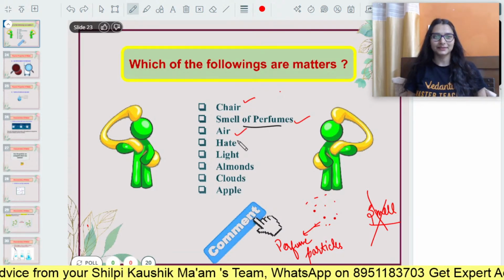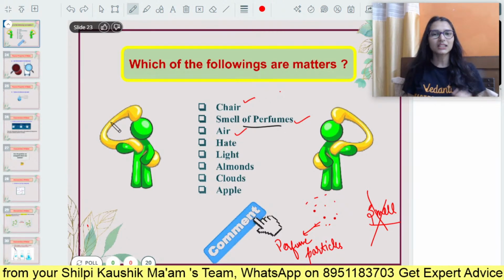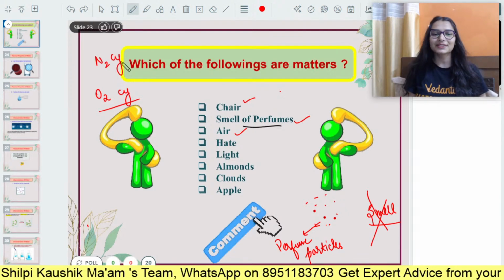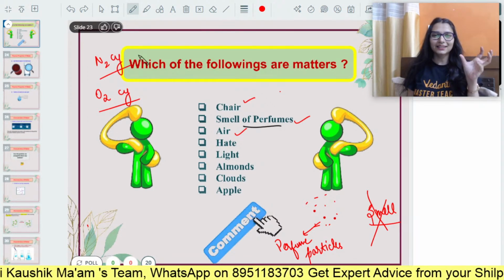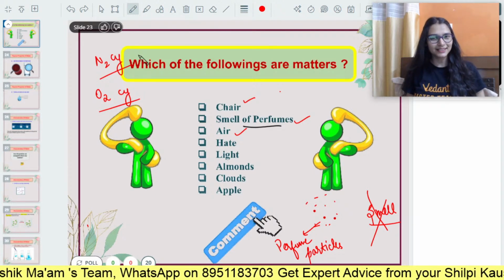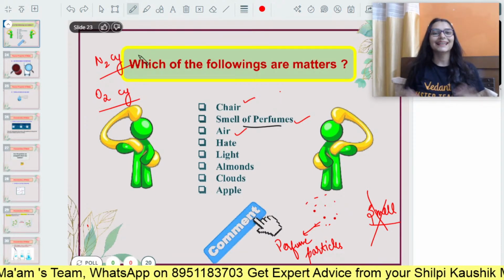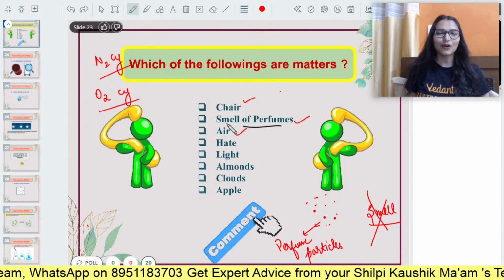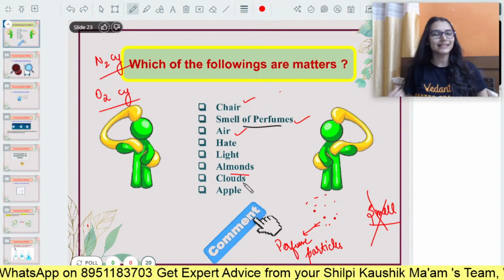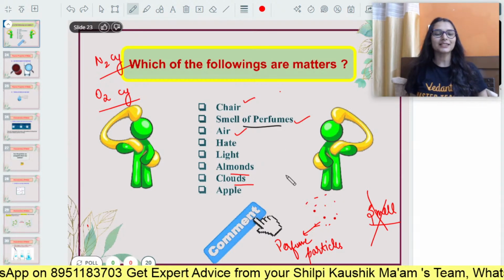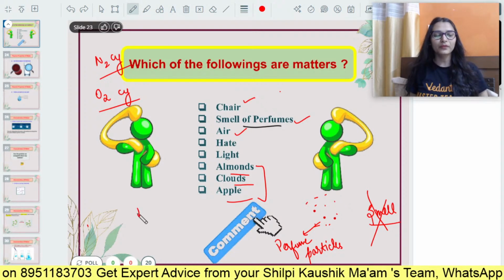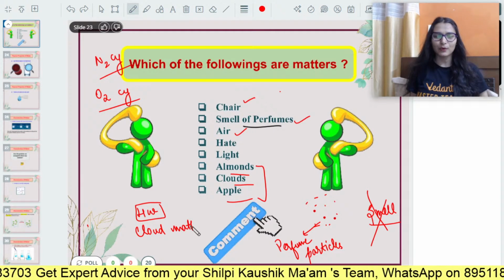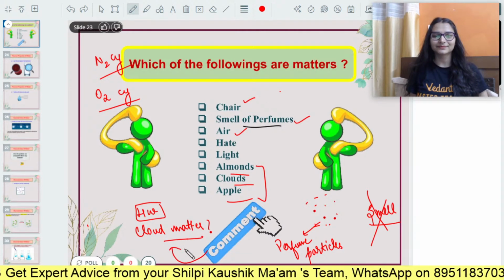Air is also matter. Ma'am, I can't see air. Take an example. You've heard of oxygen gas cylinders. Nitrogen gas cylinders are there, isn't it? So we can keep them under a container. So they are occupying some volume. They have some mass. So air, which is a mixture of gases, is also matter. Then we talk about almonds. Yes. Clouds, yes, they are also matter. Apple, definitely apple is matter. Homework question: how is cloud matter? In the comment section, you guys will tell me.